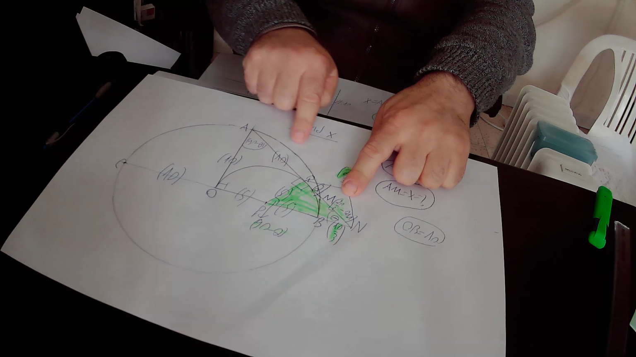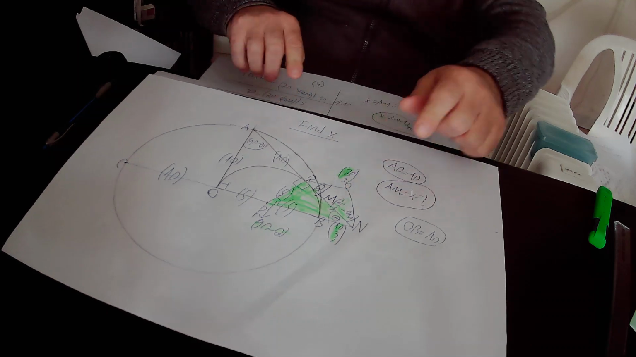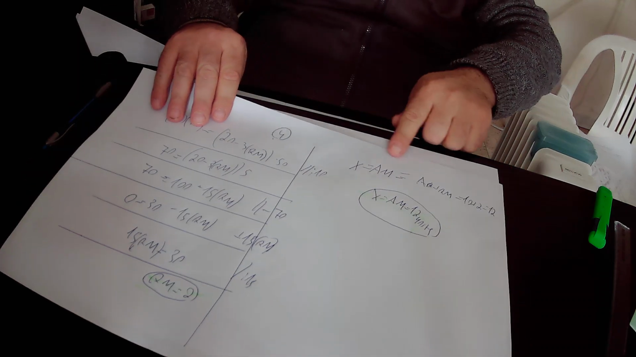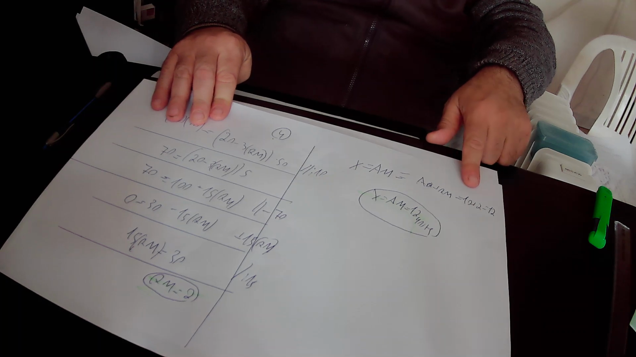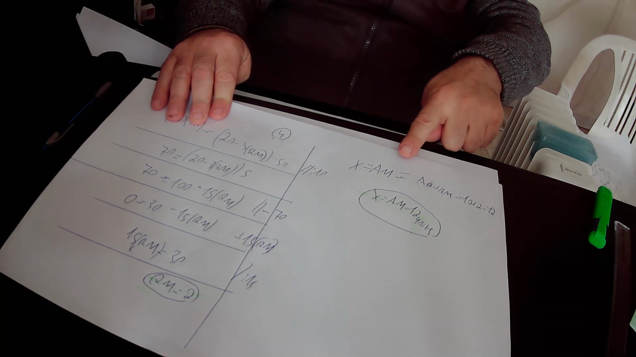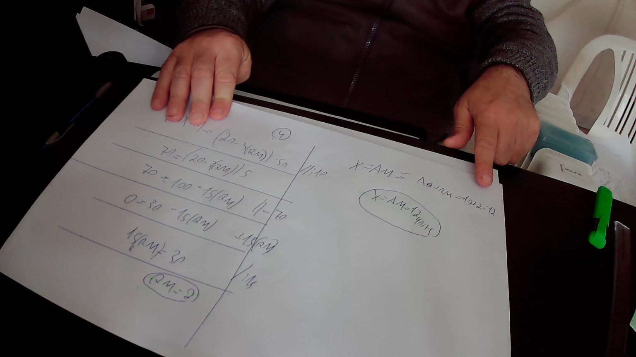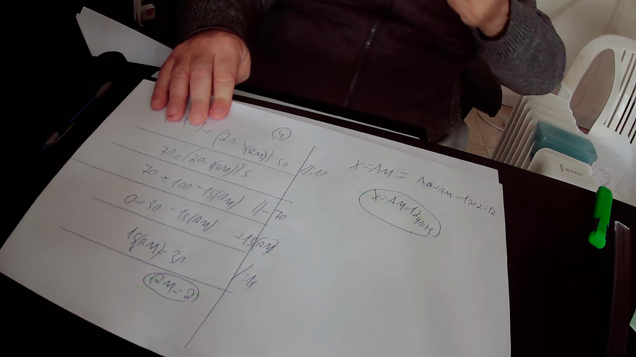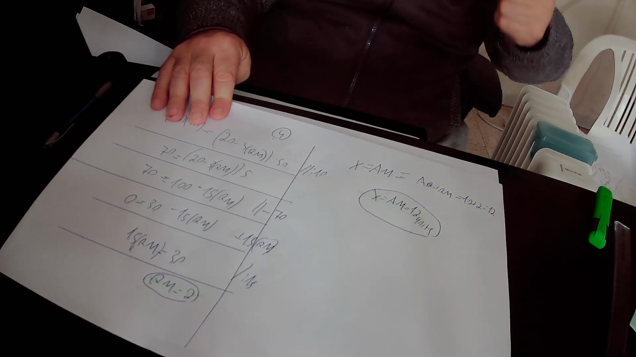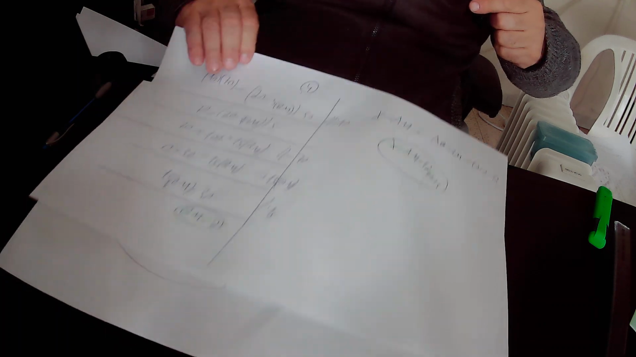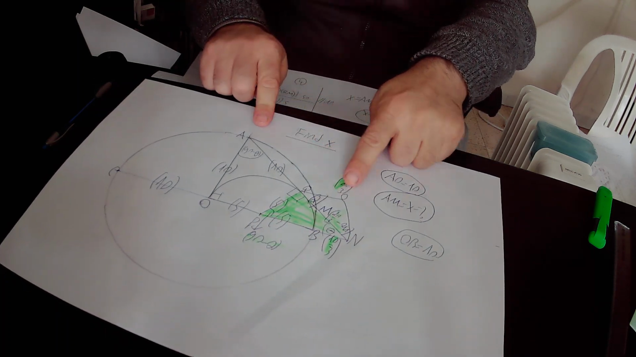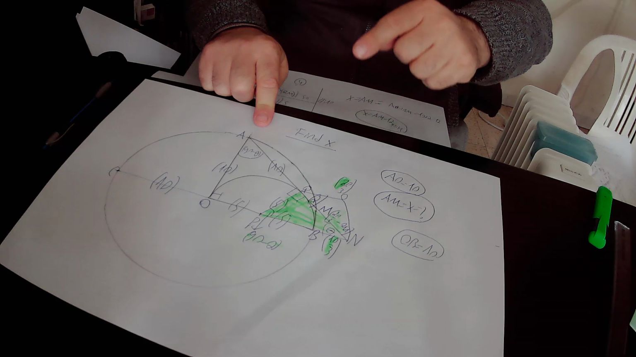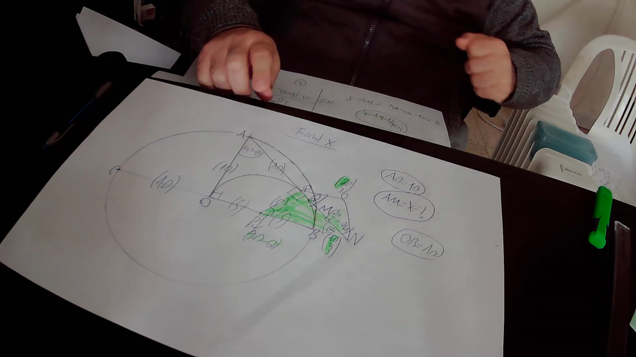AQ plus QM. Again, AM equals AQ plus QM. AQ is 10 and QM is 2. So in total AM equals 10 plus 2, that is 12. So the answer to our question is that x, which is equal to AM, equals 12 units in length. Okay, thank you very much.